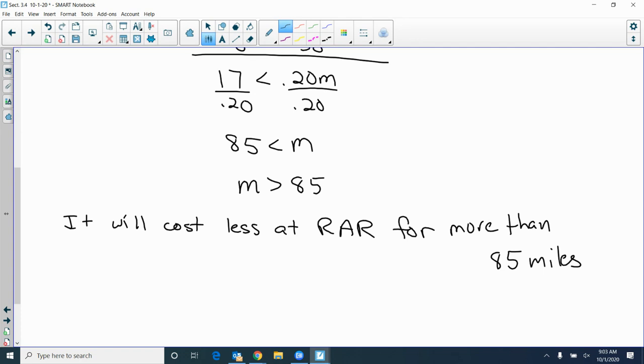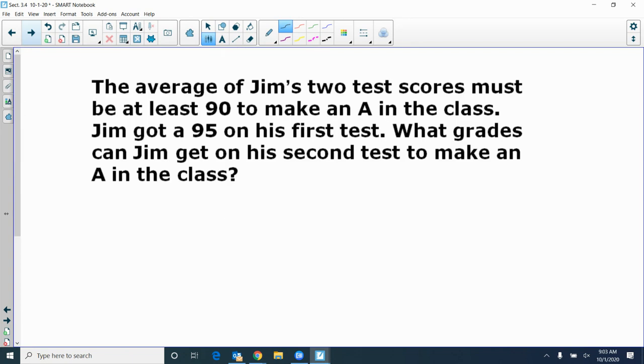Rent-A-Ride is less. What about for anything less than 85 miles? What would be the case? It would cost more, and We Got Wheels would be less. Okay, so if I'm driving more than 85 miles, I want to go to Rent-A-Ride. If I'm only driving like 10 miles, I'm going to the other place. Okay? So something that you need to think about.